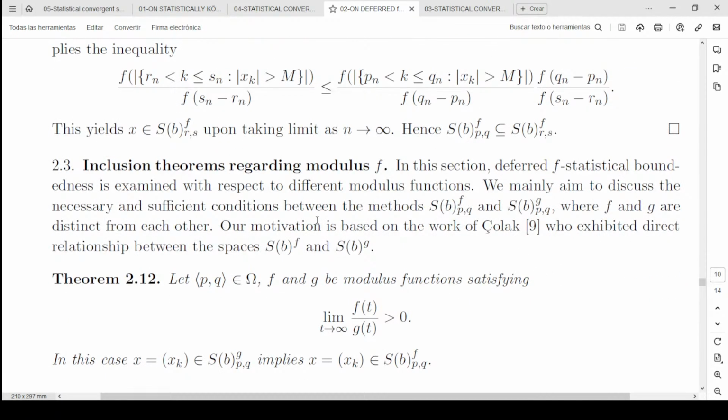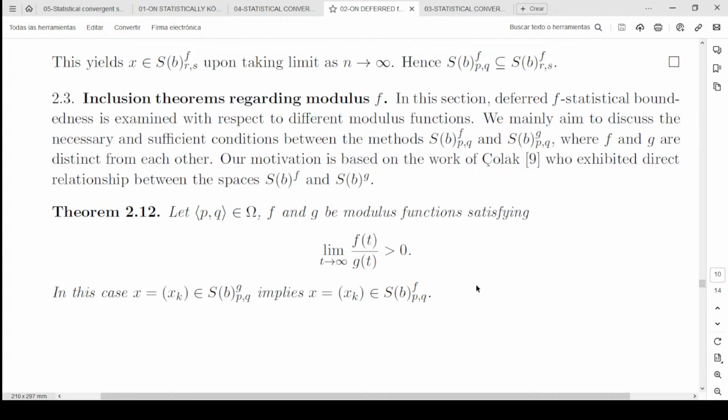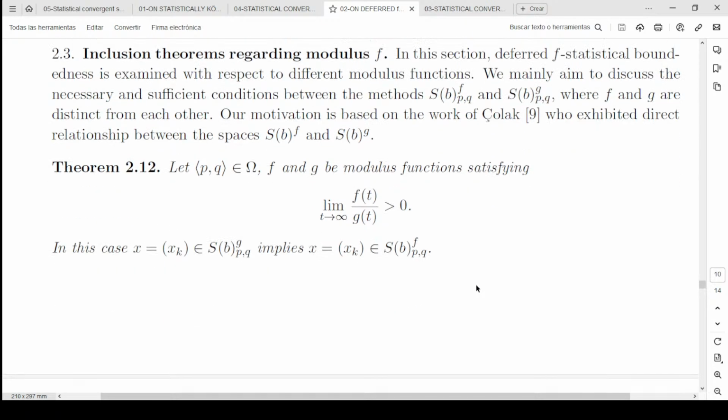In this part, we discuss the concept of deferred f statistical boundedness under different types of modulus functions. We say that if we have two modulus functions satisfying this property, then in this case a sequence which is deferred g statistically bounded is also deferred f statistically bounded.